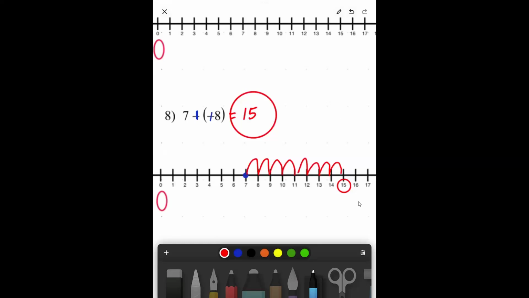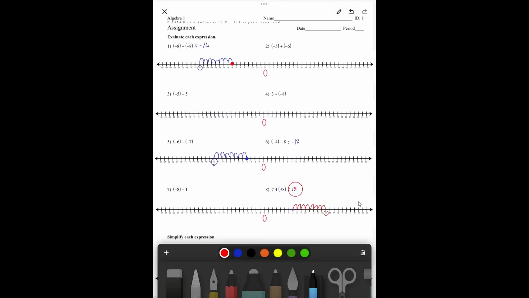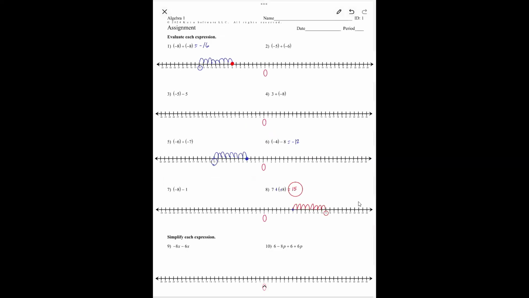All right, there we have it. That's it for that section. Now, let's go to the next section. I'm going to go to the back page.